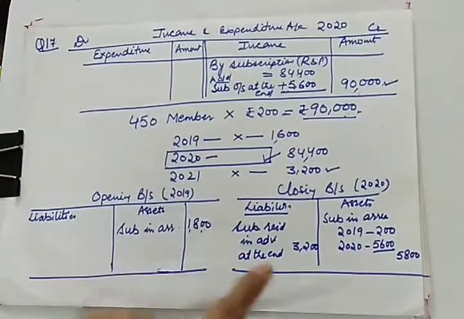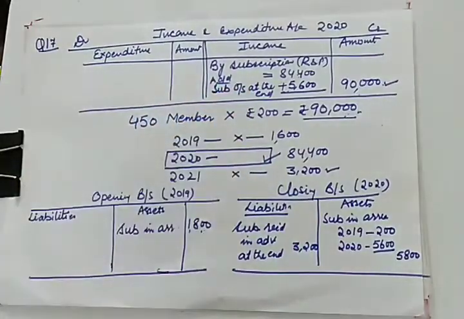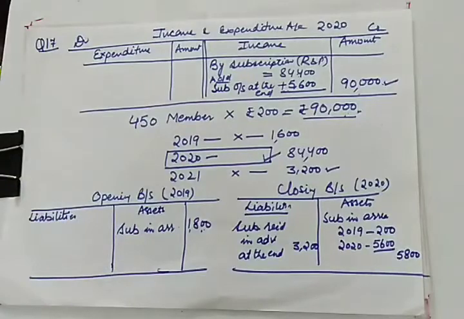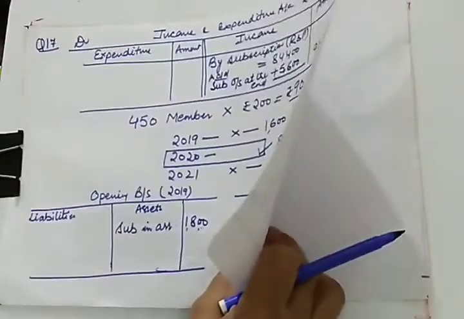I hope this balance sheet detail as well as income and expenditure, how this is to be shown in the income and expenditure account, is clear to you. Now we'll be doing a different question where details are given in a different manner. So let us do question number 18 of T.S. Grewal's book. Page number is 1.63.